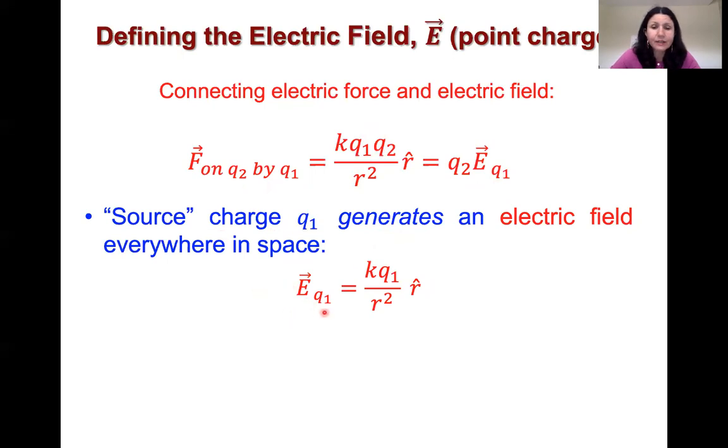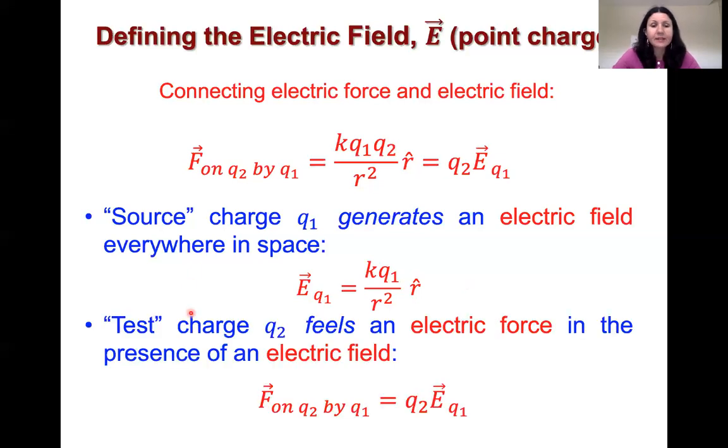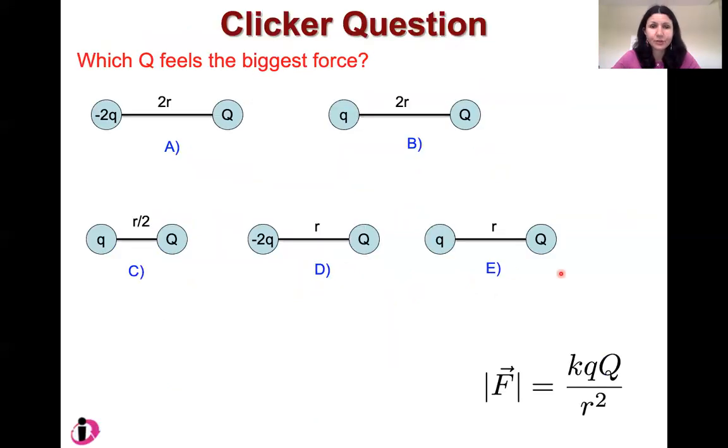So the electric field here is just going to be KQ1 over R squared. So instead of 1 over R, like for voltages, for forces and electric fields we're going to get a 1 over R squared relationship. And then the test charge, Q2, feels an electric force in the presence of that electric field. So you just take your electric field and multiply it by Q2, and we go back to our initial equation. This is how we're going to separate the idea of field versus force.